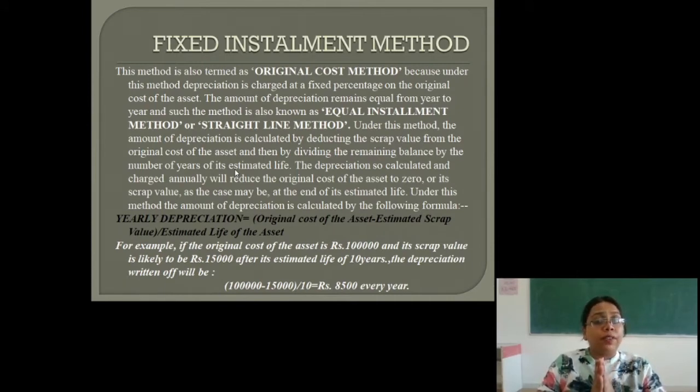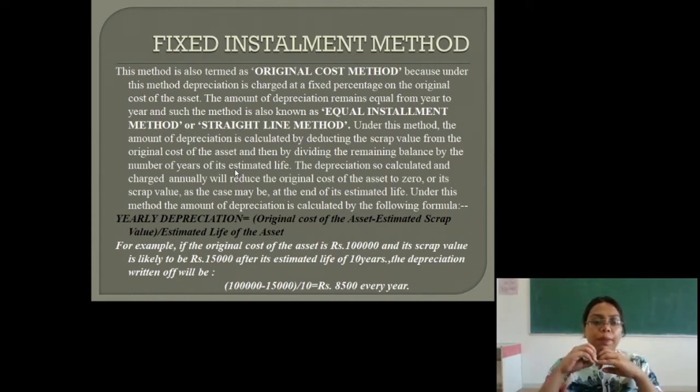While giving the exams you may get different names of this method. This method can be called the fixed installment method, original cost method, equal installment method, or straight line method. So there are four names for one method. Keep this in mind. The amount of depreciation remains equal from year to year, and therefore this method is also known as the equal installment method and the straight line method.